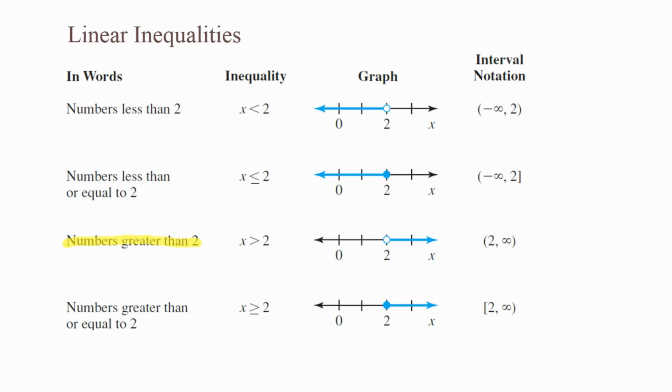So with our interval notation, we have an open parenthesis 2, comma, infinity, close parenthesis. Our infinity is on the right because we're shading to the right. Our numbers are positive, so my infinity is positive.